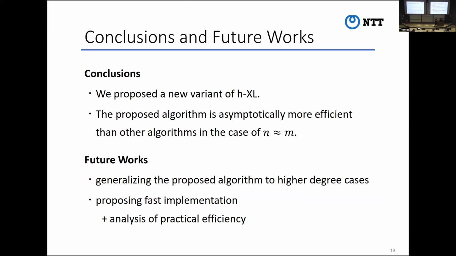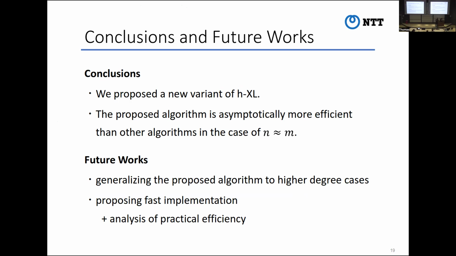I have two questions for you. So first of all, have you tried to break some MQ challenges using PXL? And another question is, have you considered using multiple polynomial rings, not just one, maybe different ones, maybe one with more variables and one with fewer variables, something like this?